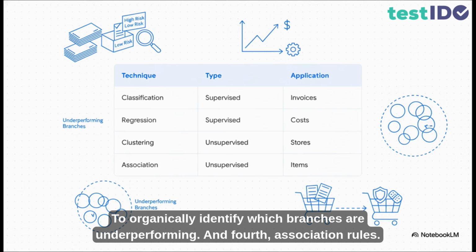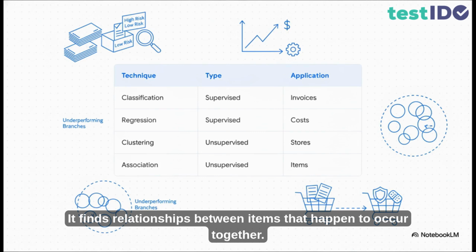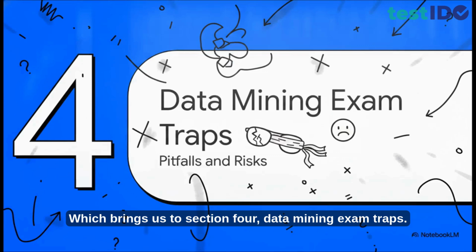And fourth, association rules, also unsupervised. This is your classic market basket analysis. It finds relationships between items that happen to occur together. A great example is an insurance firm discovering that clients who buy term life insurance also tend to buy disability policies within 6 months. Which brings us to Section 4, Data Mining Exam Traps.